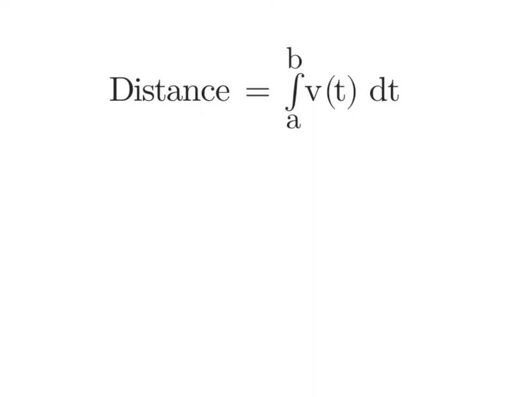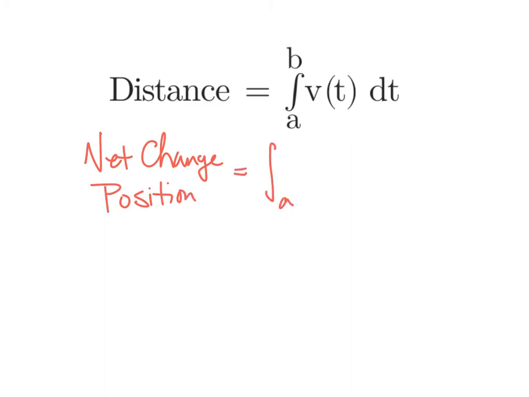The distance is the integral of velocity, right, over a given time interval. The distance is a net change. It's a net change in position. And remember, with net change problems, we have to take the integral over an interval of a rate of change. Right? And that's what velocity is, a rate of change. It's a speed. Velocity is a rate of change in position over time.